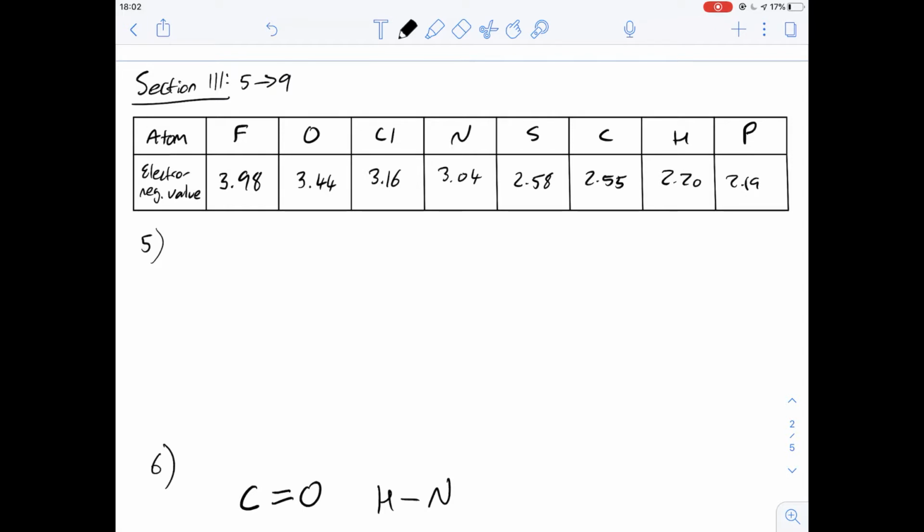This is a question about electronegativity, and I've copied down the table that we were given. There are also a couple of paragraphs that talk about how a bond can be dipolar. It's worth reading those over first, before trying to answer the questions.